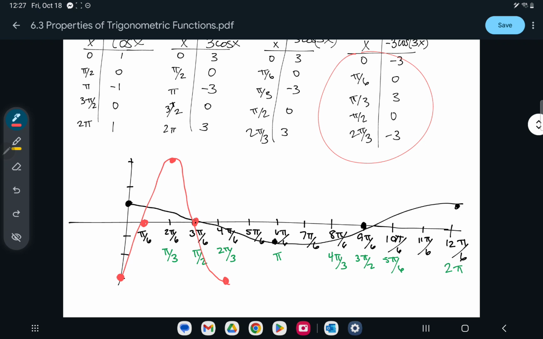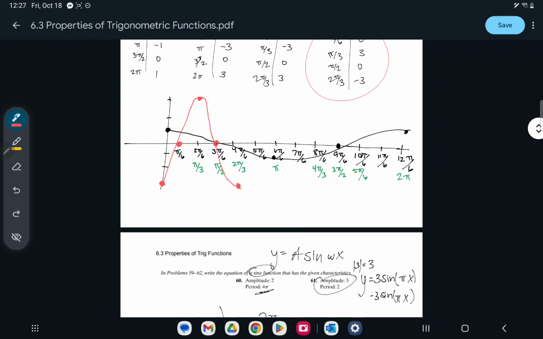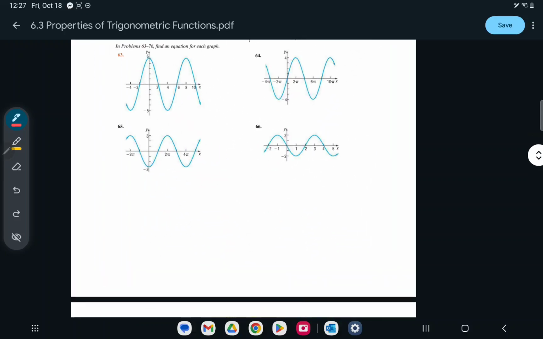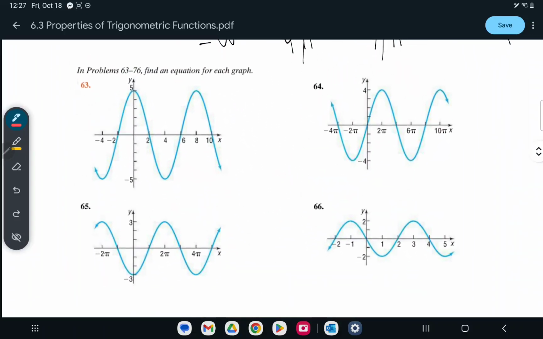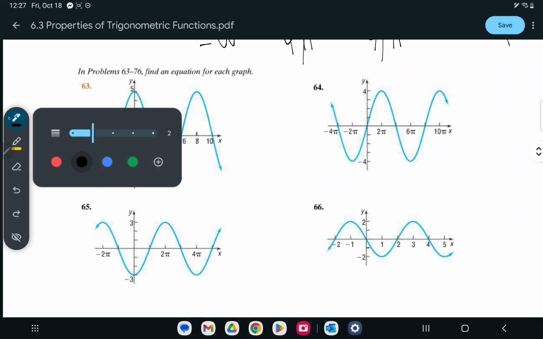Trying to think if we want to do another one or not. I think that'll be good. But let's look at going the other way. So having a graph and making the equation.